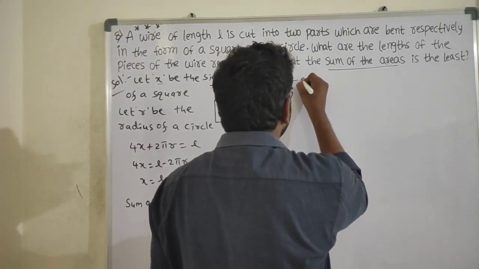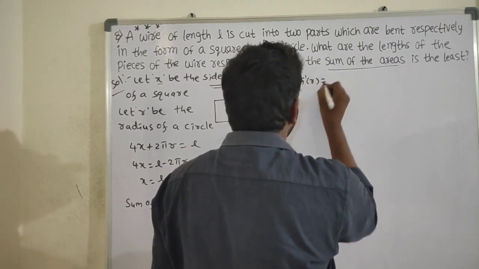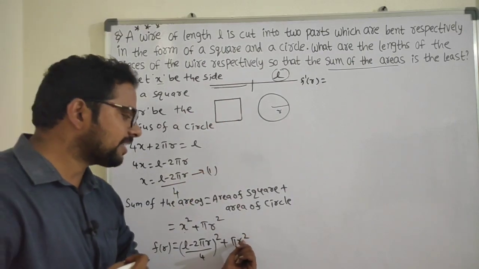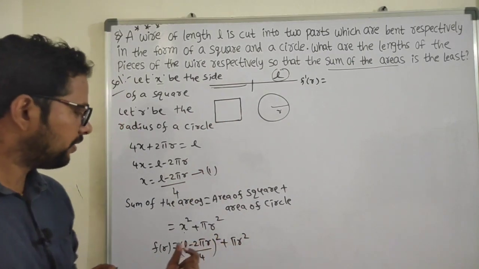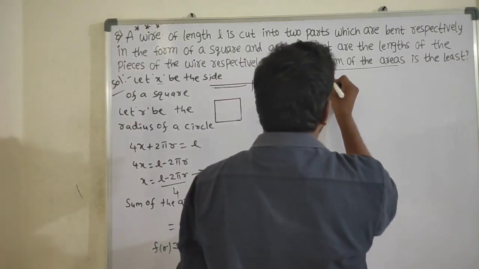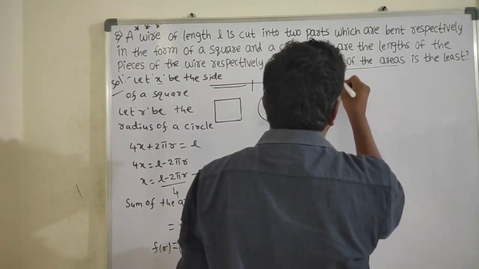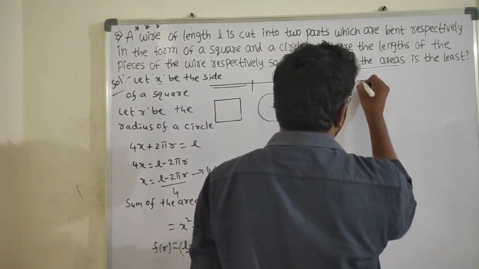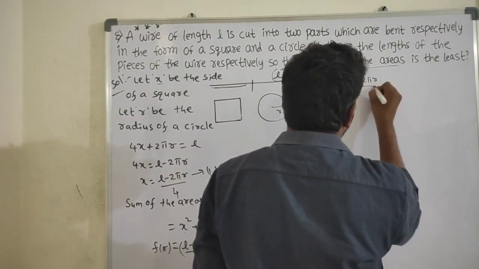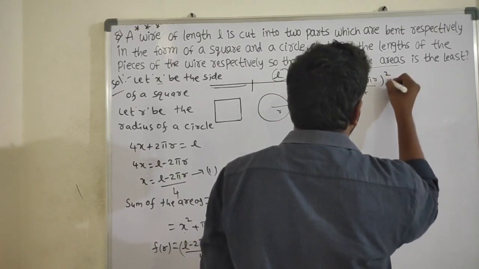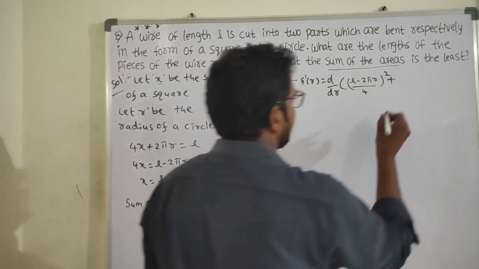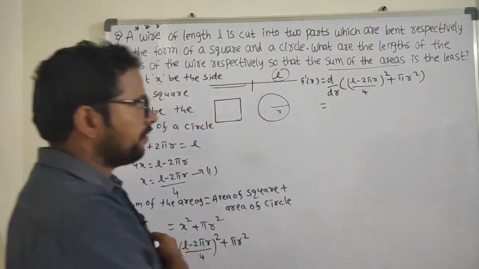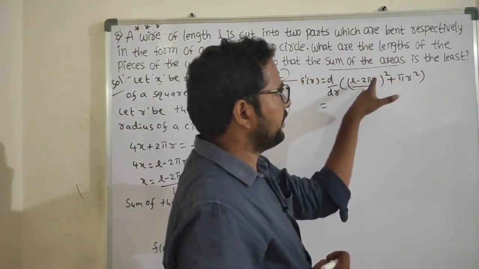f dash of r. f dash of r is equal to d by dr. When the variable is x we do f dash of x. Here the variable is radius. Radius is the variable. So d by dr of L minus 2πr by 4 whole square plus πr square. It is in the form of the x square formula only.